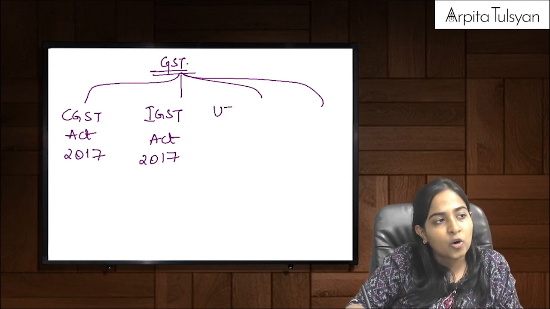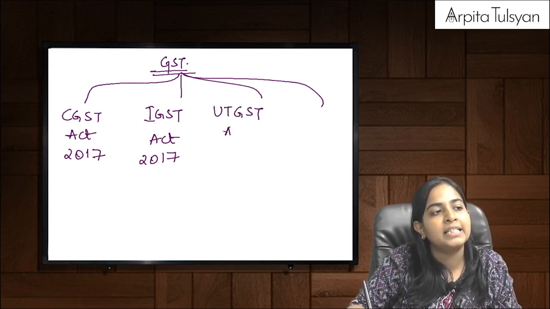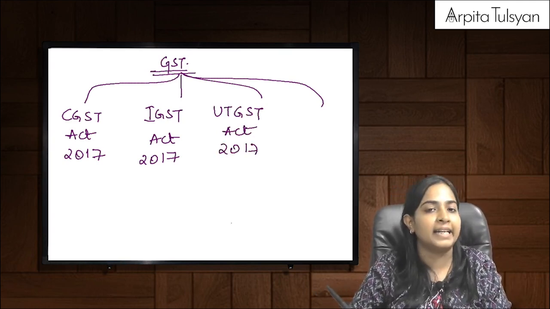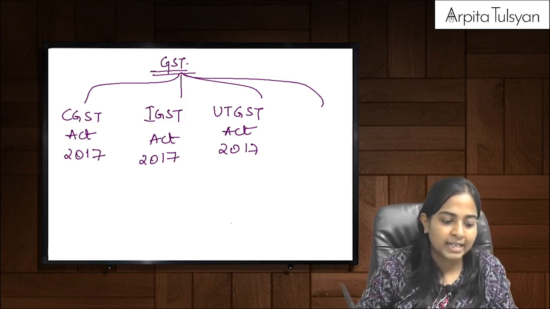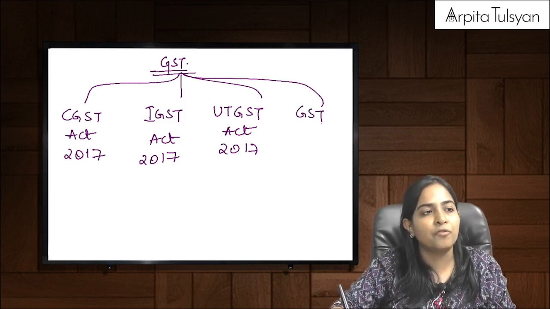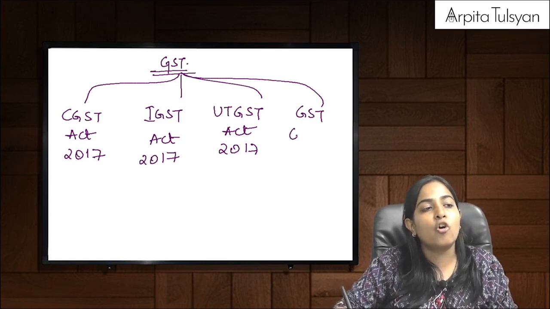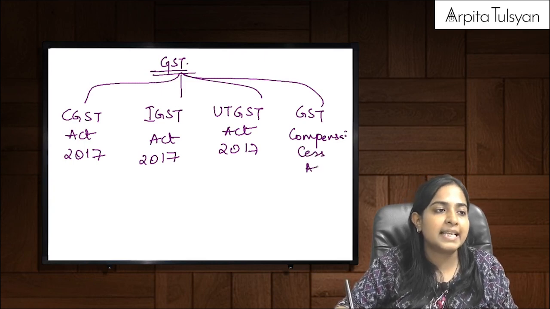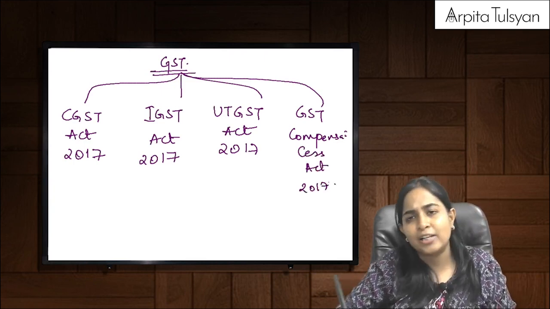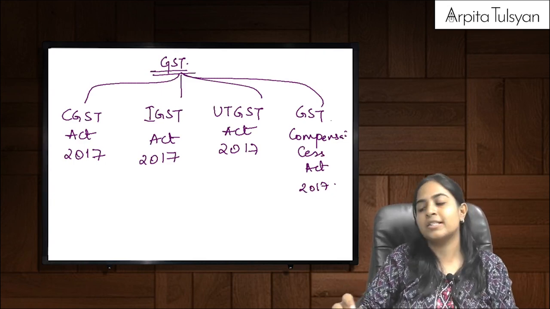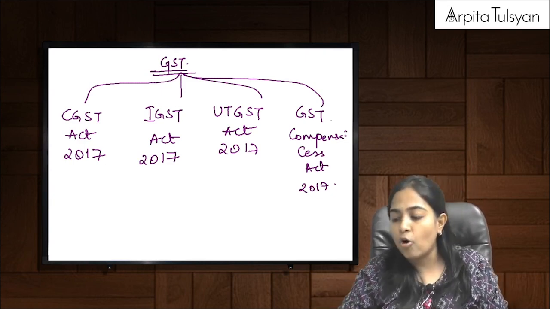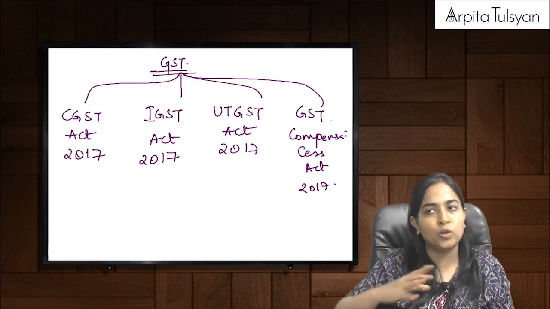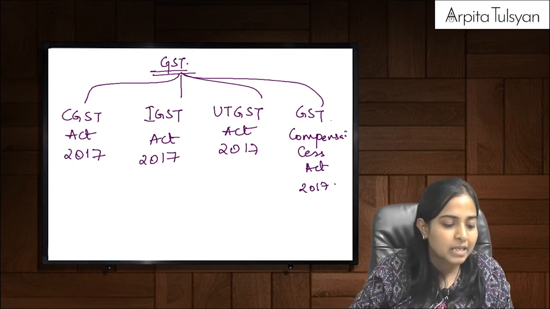Then the third law which came into picture was UTGST Act 2017. UT here stands for Union Territory Goods and Service Tax Act 2017. And the last one was GST Compensation Cess Act 2017. I'll tell you the purpose of this later. As of now, just understand the name. Okay, GST Compensation Cess Act 2017. These four laws came into force as soon as the GST was implemented.